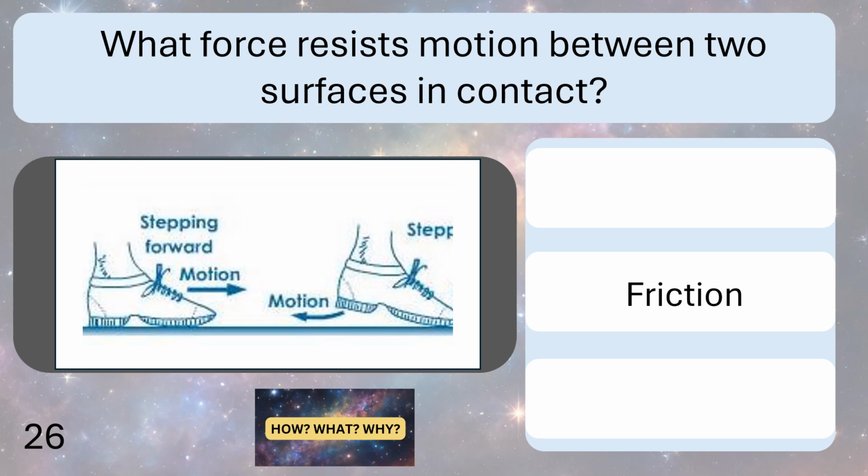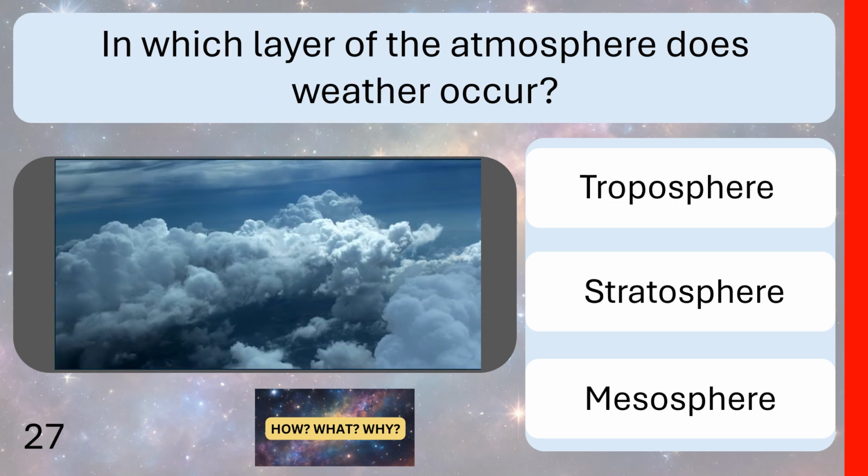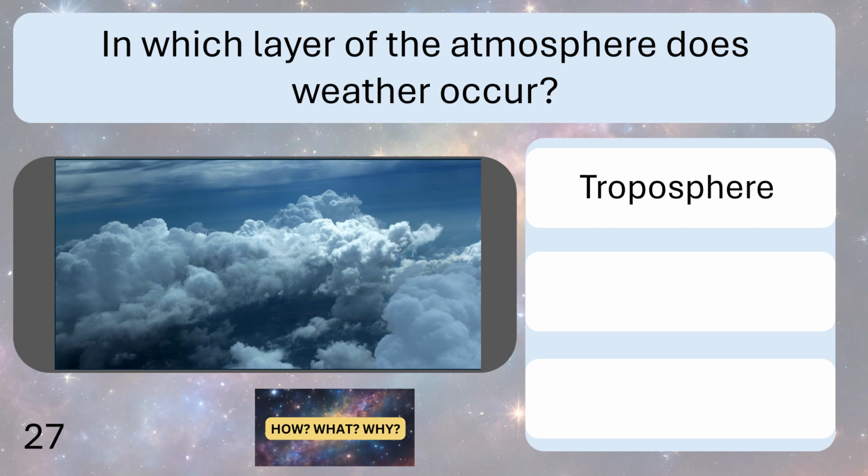Well done. In which layer of the atmosphere does weather occur? Is it the troposphere, the stratosphere, or the mesosphere? The layer of air closest to the Earth is the troposphere, and that is where the weather occurs.